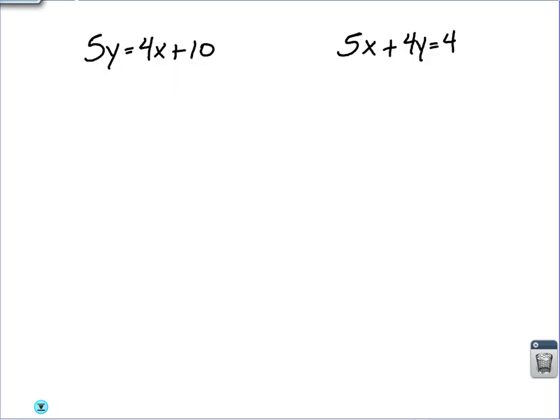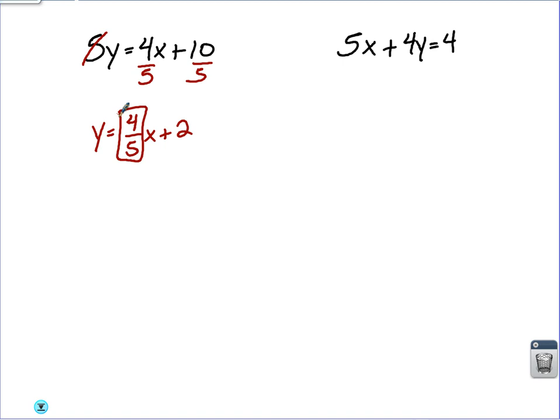Okay, last problem. Again, let's decide whether these are parallel, perpendicular, or neither. For the first one, in order to get rid of the 5, all we're going to have to do is divide everything by 5. We now have y equals 4/5 x plus 2. So we have a slope of positive 4/5.